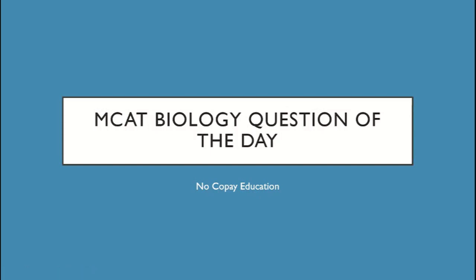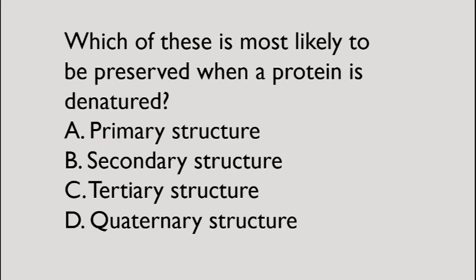In this video I wanted to go over a biology question of the day regarding protein structure. The question reads as follows: which of the following is most likely to be preserved when a protein is denatured? A. Primary structure, B. Secondary structure, C. Tertiary structure, and D. Quaternary structure. I'd actually recommend that you pause the video and try to answer this question yourself before playing the rest of it and hearing the rest of the explanations.